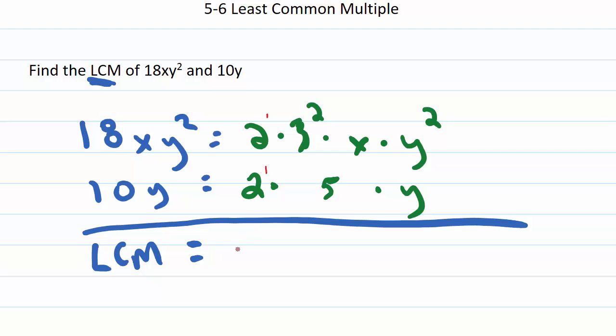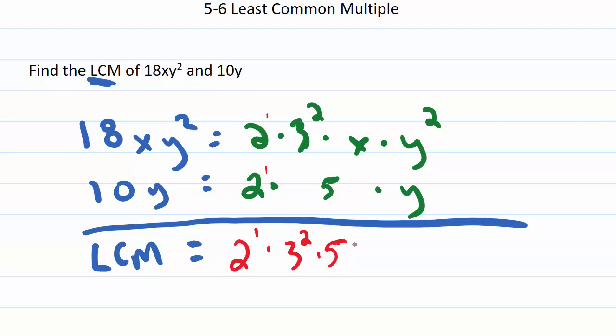So the highest number of factors of 2 is 1 factor of 2. This has 2 factors of 3. This has no factors of 3. So the highest number of factors of 3 is 2 of them. This has 0 factors of 5. This has 1 factor of 5. So my highest number of factors of 5 is 1 of them.